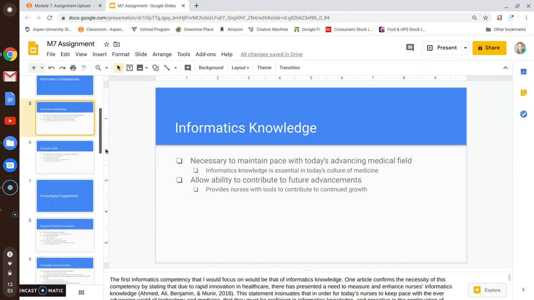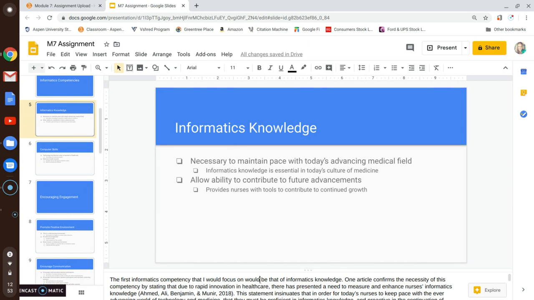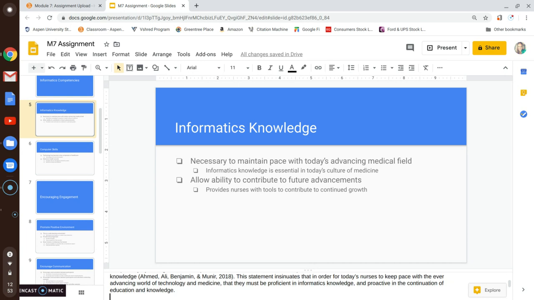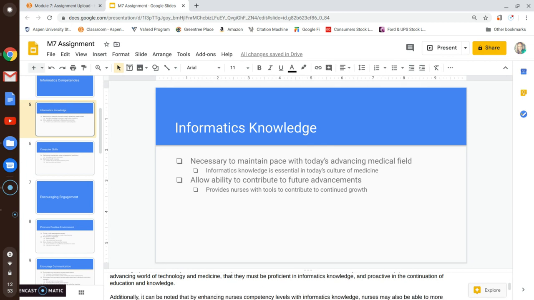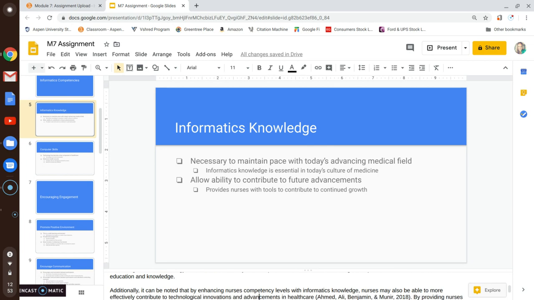The first informatics competency that I would focus on would be that of informatics knowledge. One article confirms the necessity of this competency by stating that due to rapid innovation in healthcare, there has presented a need to measure and enhance nurses' informatics knowledge. This statement insinuates that in order for today's nurses to keep pace with the ever-advancing world of technology and medicine, they must be proficient in informatics knowledge and proactive in the continuation of education and knowledge.